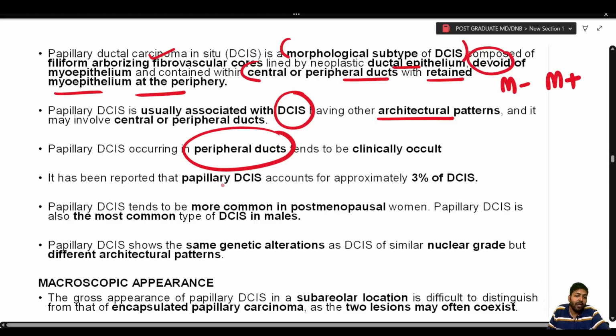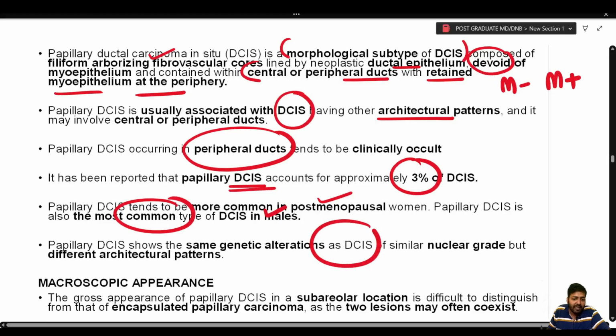It has been reported that papillary DCIS accounts for 3% of all ductal carcinoma in situ. Papillary DCIS tends to be more common in postmenopausal women and is also the most common type seen in males. So the most common DCIS seen in males is papillary DCIS. They show the same genetic alterations as DCIS in general, which we have already discussed.